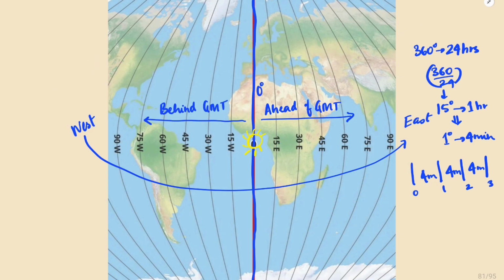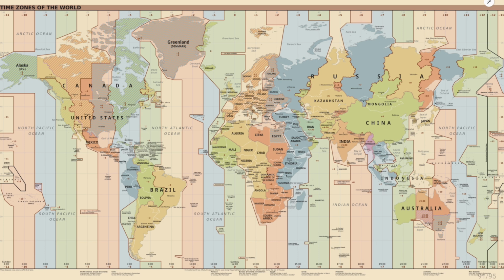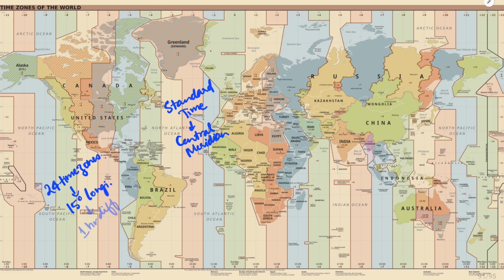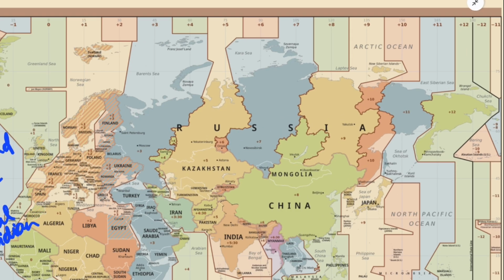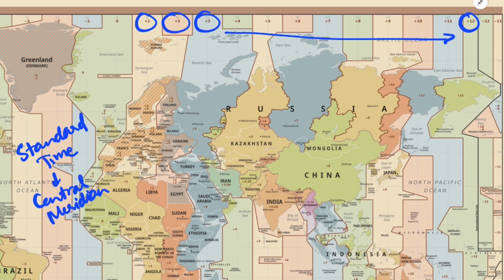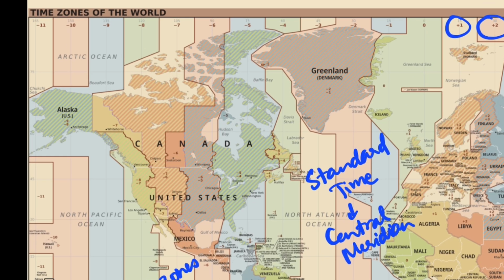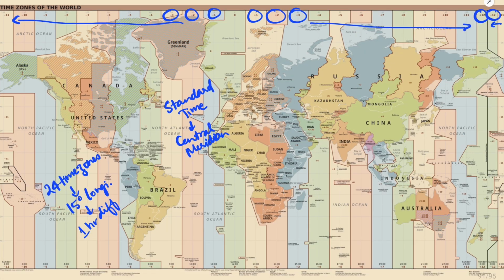However, having different local time for every degree of longitude would be impractical, especially for large countries. To solve this issue, countries adopt a standard time usually based on a central meridian passing through the country. The Earth is divided into 24 time zones, each covering 15 degrees of longitude that represents a 1 hour difference. Time zones are labeled GMT plus 1, plus 2, plus 3 up to GMT plus 12 east of the prime meridian, and GMT minus 1, minus 2, minus 3 up to GMT minus 12 west of the prime meridian.